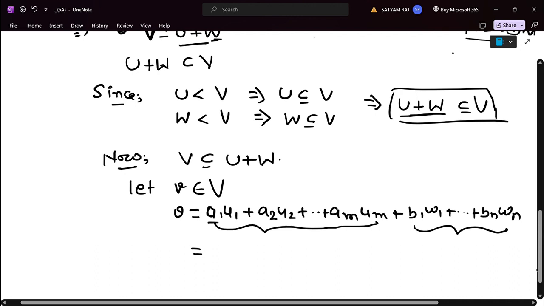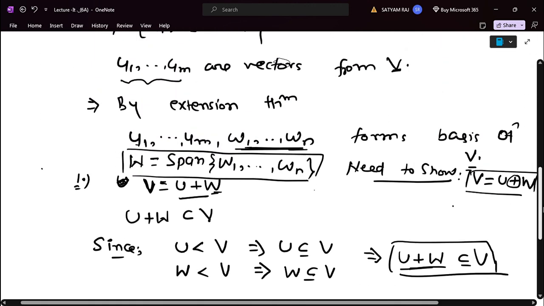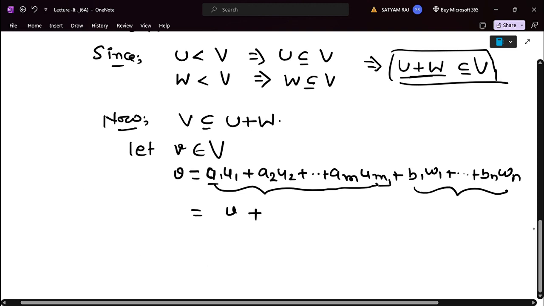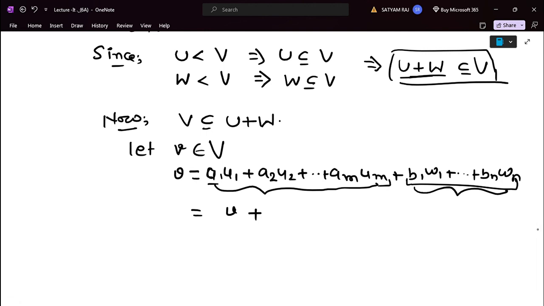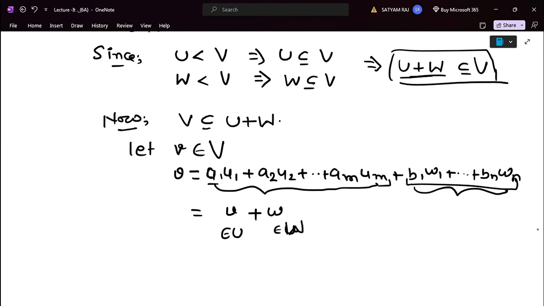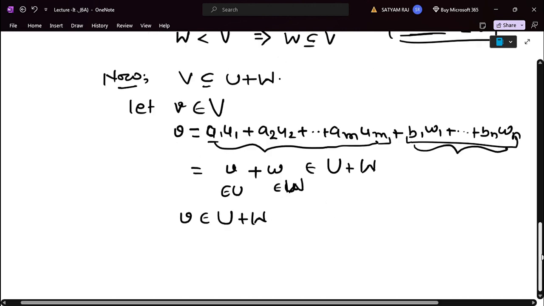So we can write v as a linear combination of the ui's and wi's, but we know that this part of the vector is in U, because u1, u2, ..., um is a basis for U. And this part will be in W, because w1 to wn is a spanning set, so it will span W and be an element of W. So this belongs to U, this belongs to W, which implies v belongs to U plus W.